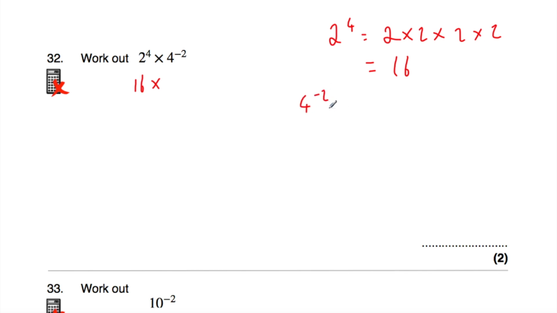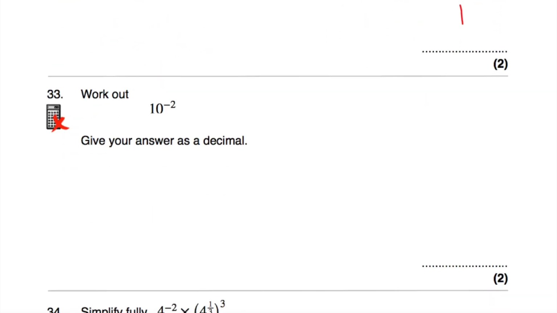Multiplied by 4 to the power of negative 2. So we're going to do 1 over the positive power, so 1 over 4 squared, and 4 squared is 16, so 1 over 16. So we've got 16 times a 16th. Well, if we cut a pizza into 16ths and we've got 16 slices, that's equal to 1. Or you could do 16 times a 16th would be 16 16ths, and then that simplifies down to 1. So the answer is 1. Okay, let's look at our next question, question number 33.